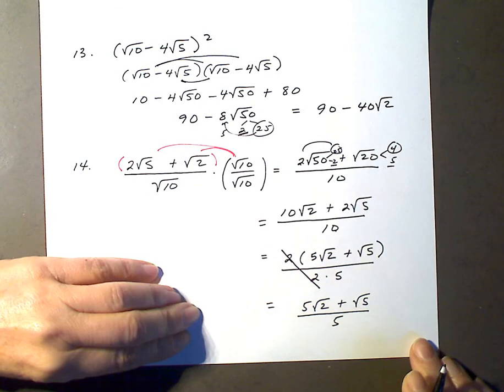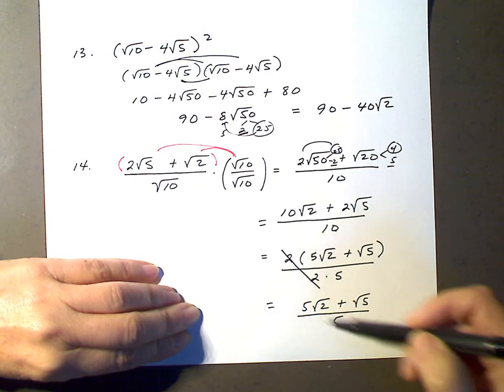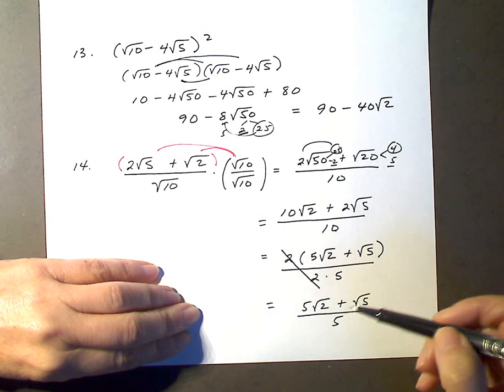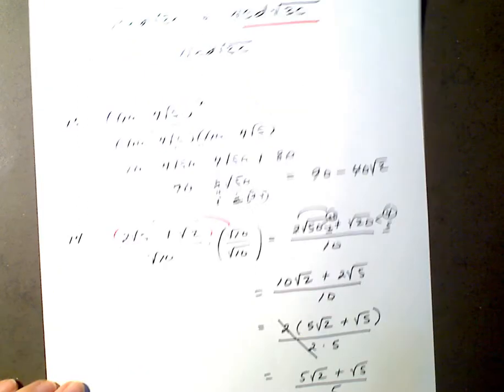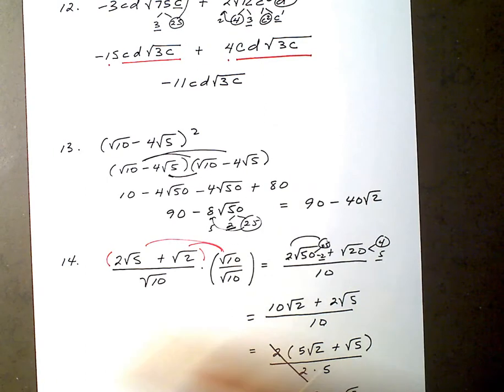And you can't cancel these two 5s at all because it's not a common factor. There's no rational 5 in that last part. So that's it for page 1 of the worksheet.